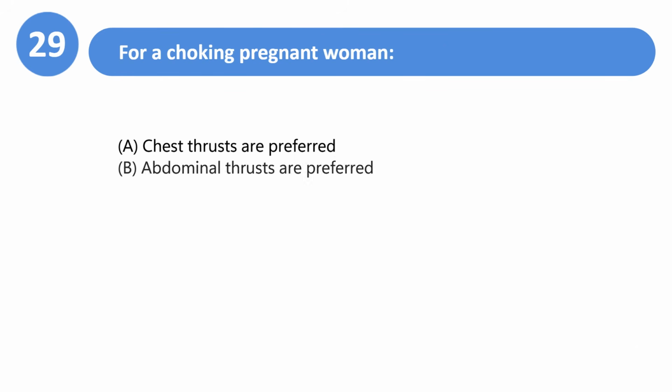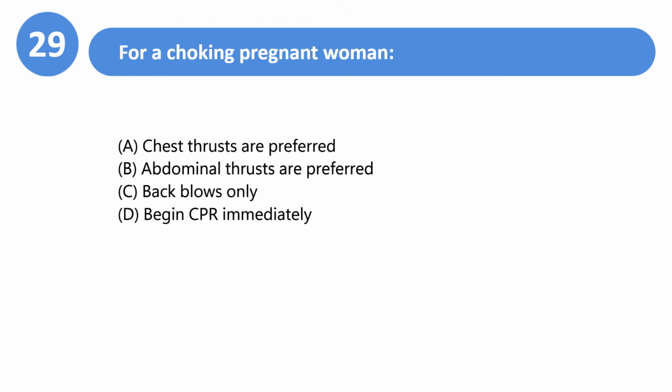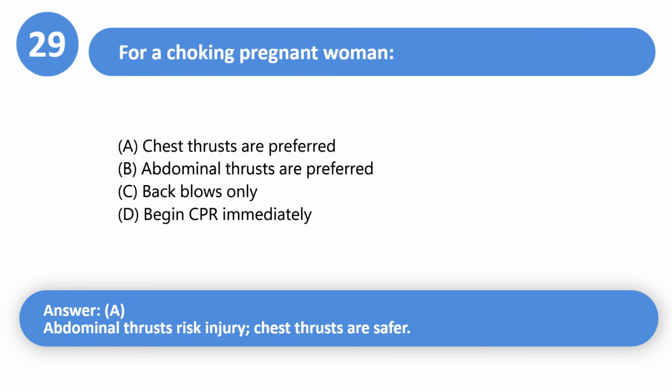For a choking pregnant woman: A. Chest thrusts are preferred. B. Abdominal thrusts are preferred. C. Back blows only. D. Begin CPR immediately. Answer, A. Abdominal thrusts risk injury, chest thrusts are safer.